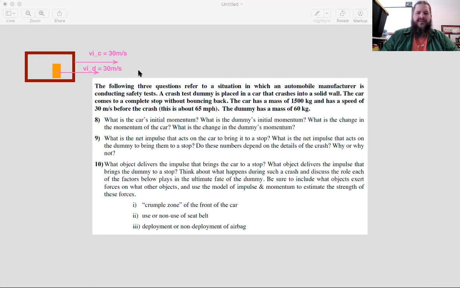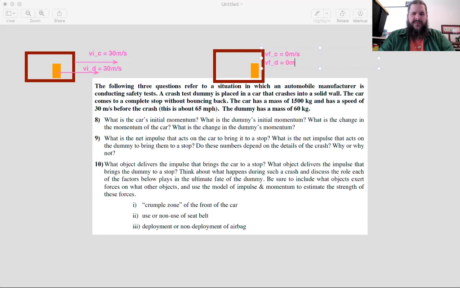And what do we know about the final situation? Yeah, they both come to a complete stop. So the car is now at speed 0, and the crash test dummy is now also at speed 0. V final of the car is 0 meters per second, and V final of the dummy is also 0 meters per second. Everything has come to a complete stop.